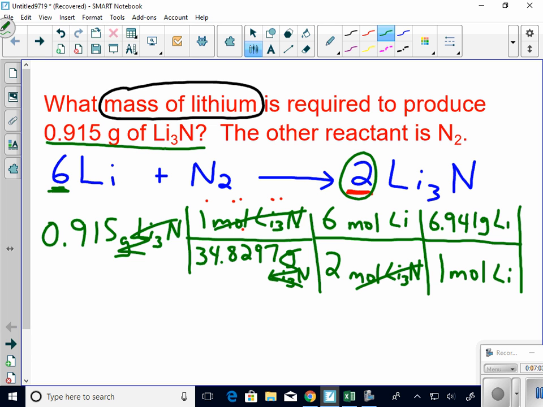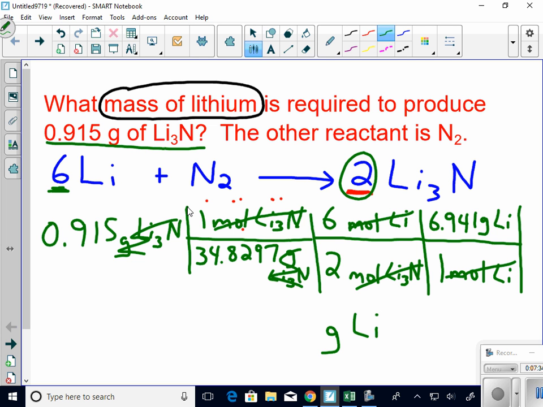6.941 grams of lithium. I do my cancellation. Factor labels. My labels should cancel. It did. So now my answer is going to be in grams of lithium. Is that what I am trying to find? Absolutely. So now I need to go through and do my math.